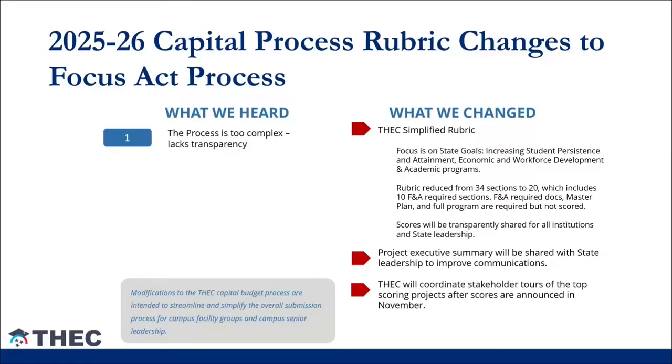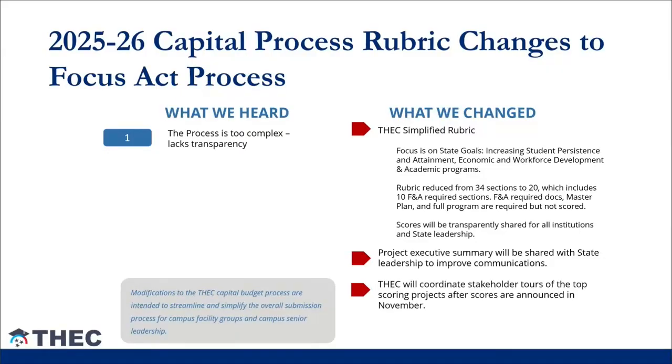So number 1, the process is too complex, lacks transparency. We have simplified in our new process exactly what we're asking and what we're scoring. We are scoring subjectively the impact on state goals and the impact on the economic and workforce development.